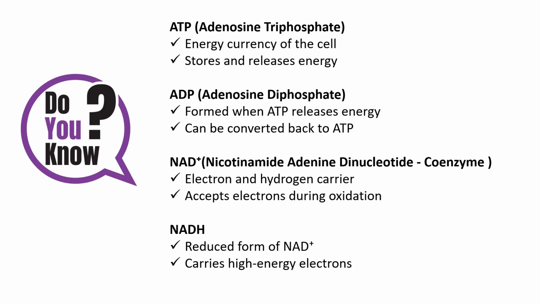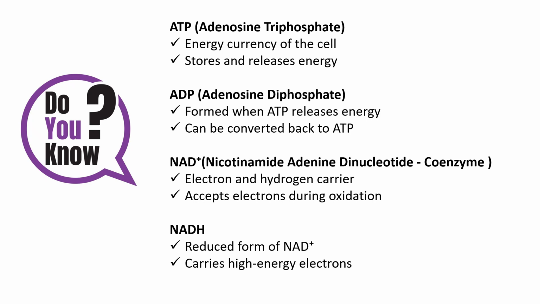Next, ADP, adenosine diphosphate. ADP is a lower energy molecule formed when ATP releases one phosphate group. ADP can again combine with phosphate to form ATP. Next, NAD+, nicotinamide adenine dinucleotide. NAD+ is a coenzyme that acts as an electron and hydrogen carrier during metabolic reactions.